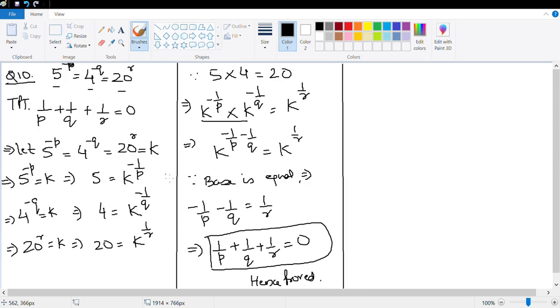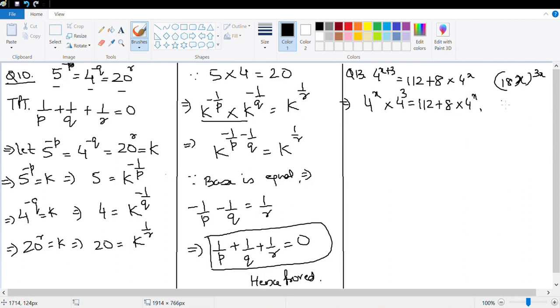Question 13 is 4 to the power x plus 3 is equal to 112 plus 8 into 4 to the power x. And let's see, they want us to find 18x to the power 3x. Perfect. Let 4 to the power x be a. So this is 4 to the power x into 4 to the power 3 is equal to 112 plus 8 into 4 to the power x.